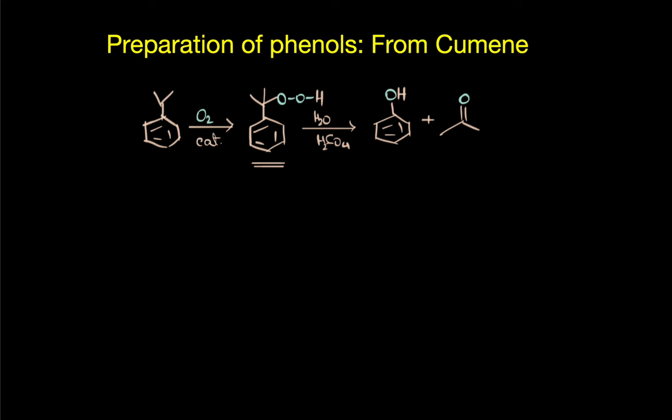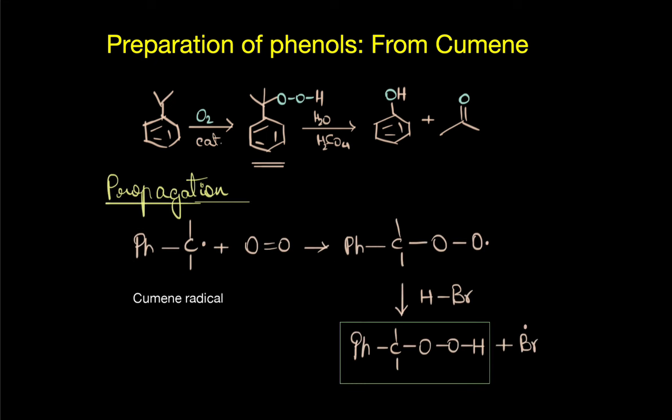Now, in the propagation step, this hydrocarbon radical reacts with oxygen and generates this particular radical. Here again the bond breaking happens and we get another radical. This radical further reacts with HBr, regenerating the bromine radical, and look what we have here. We got our cumene hydroperoxide intermediate. In the termination step, all of these radicals combine with each other, giving us a myriad of minor products.